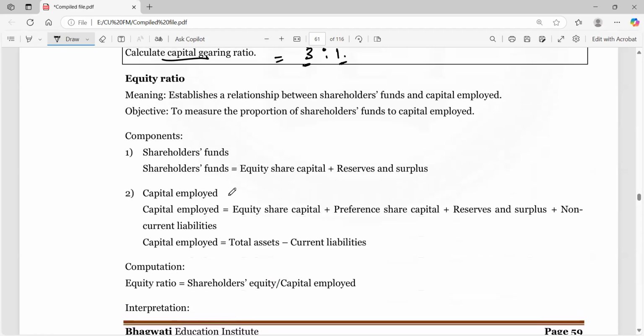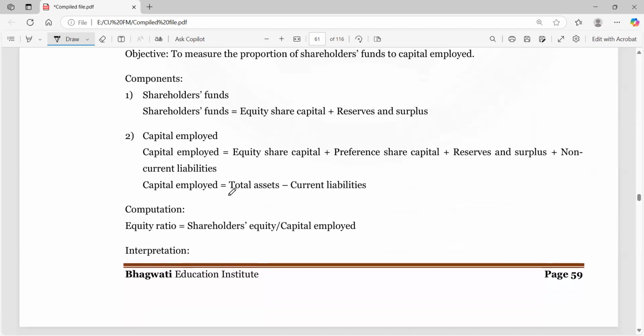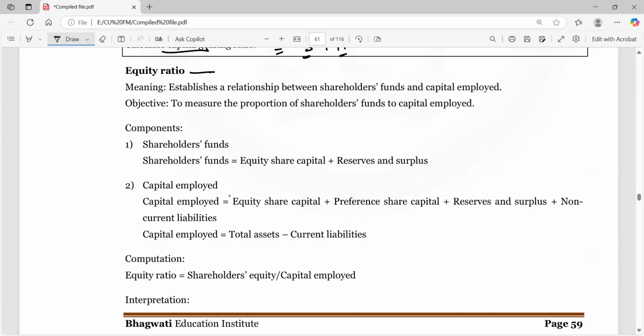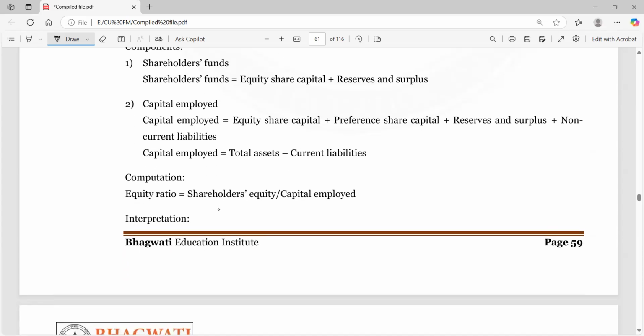So listen, next equity ratio, extremely simple. This ratio tells us out of the total capital employed, what is the proportion of equity. To put it very simply, this is nothing but, in the cost of capital chapter, we studied weight of equity. It is similar to that. Equity divided by total capital employed.